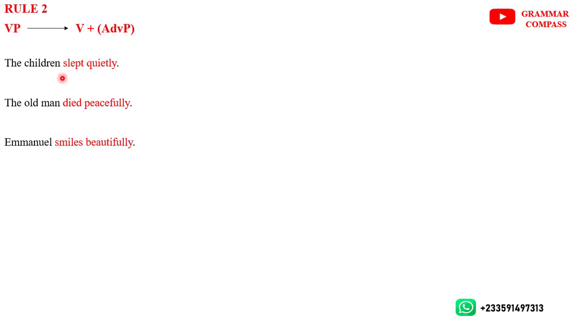The children slept quietly. We know that this part in black is our noun phrase, and the parts in red are the verb phrase parts. In the first sentence, the children slept quietly, slept quietly is our verb phrase. And what are the constituents of this verb phrase? The verb phrase consists of the verb, that is slept, and then an adverb phrase that is qualifying slept. This is an example of the structure that you see over here. Try to write down your own examples from the structure that is given.